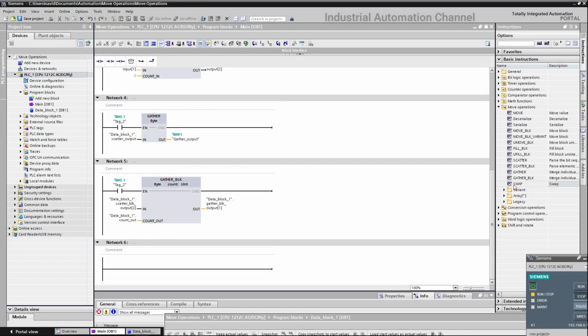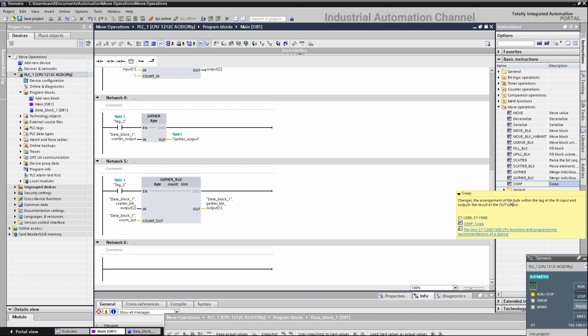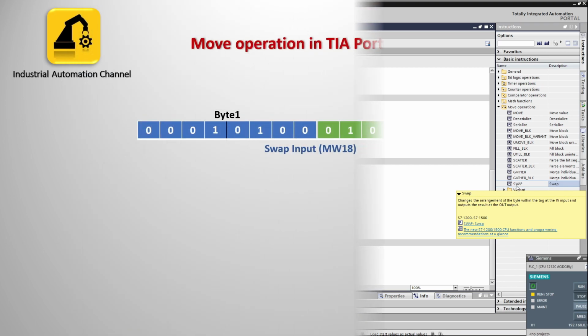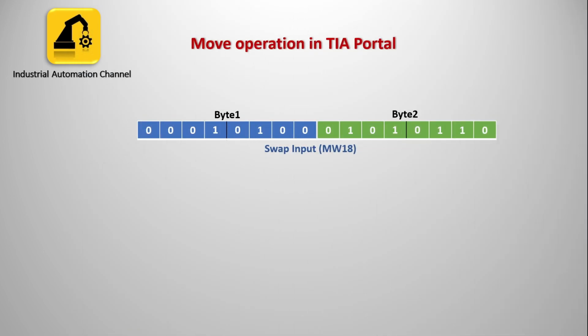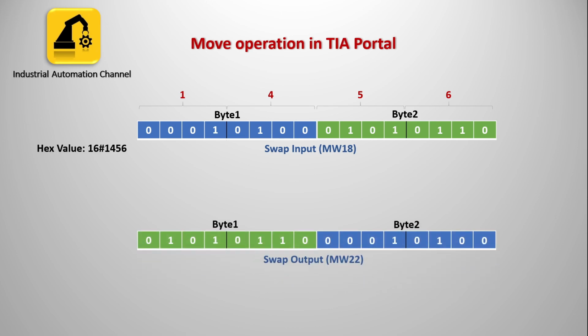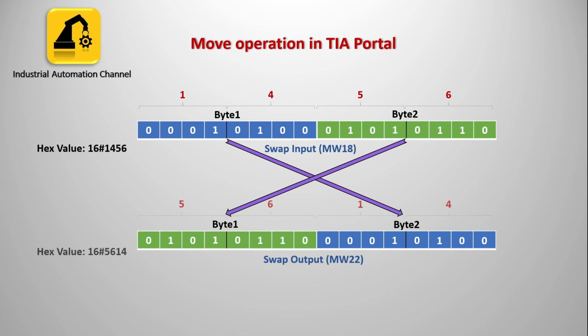And finally, the last move operation is swap. We can use this instruction in TIA to change the order of bytes at input in and write the new values in output. In this example here, we have a word consisting of 2 bytes. This value in hexadecimal format is 1456. If we give this value to a swap operation, the order of the bytes will be changed like this. And the new value will be 5614 in hexadecimal format.